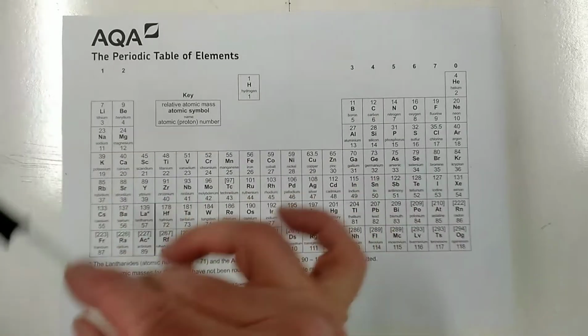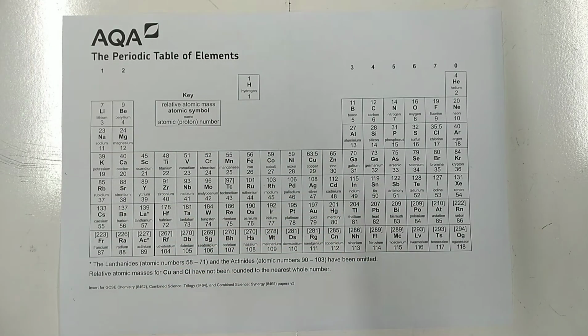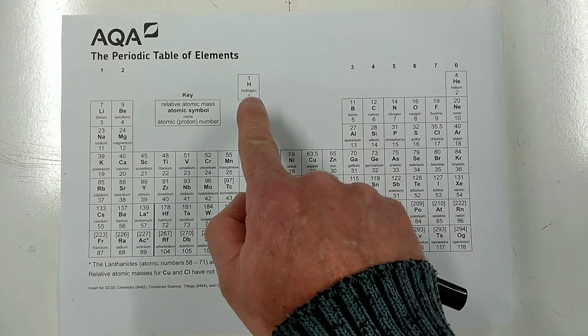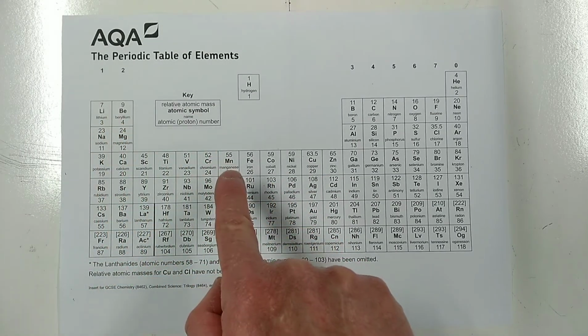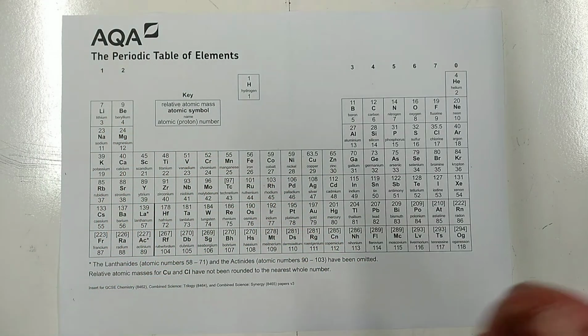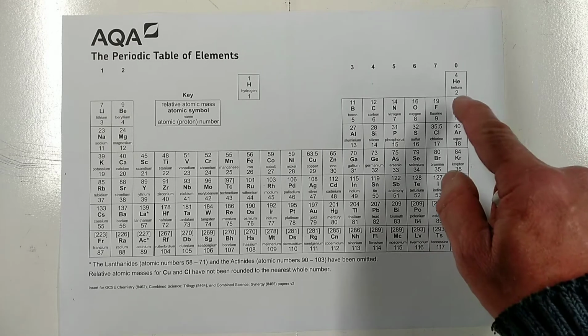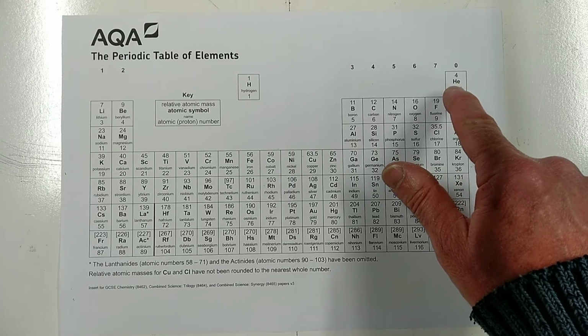All of these are elements, and each element has the same type of atom within it. So for example, all of these are hydrogen atoms, lithium atoms, manganese atoms, etc. They all have the same number of protons within them. Each of these elements has its own symbol. The symbol for helium, for example, is He.